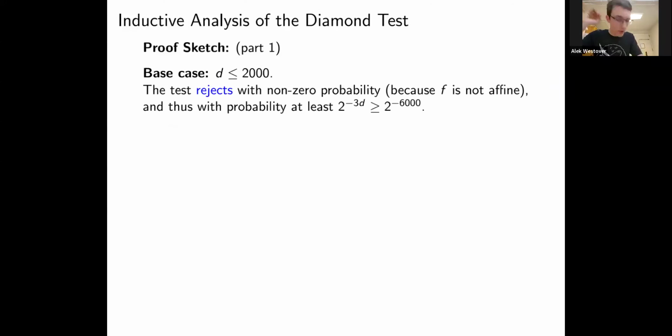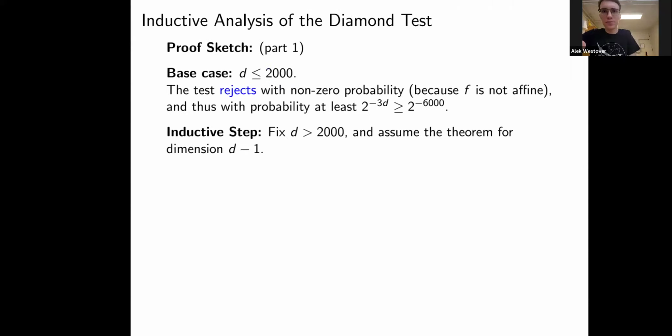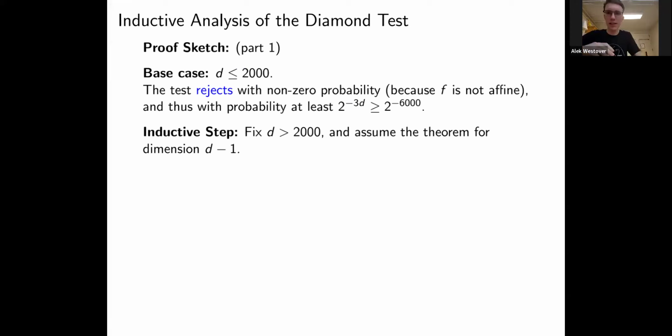Okay, so let's see more precisely how this induction works. We're going to start with the base case, which is when the dimension is constant. For constant dimension, we just use the fact that the test rejects with non-zero probability when f is not affine. This is just that thing we said in the very beginning: passing the test with probability 1 is equivalent to being affine. So here we'll have some non-trivial probability of rejecting, just because the domain is finite and bounded. Okay, so that's the base case.